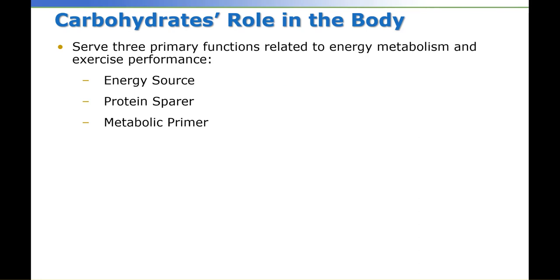So what's carbohydrates' role in the body? They serve three primary functions related to energy, metabolism, and exercise. Carbohydrates: an energy source, protein sparer, metabolic primer. Another thing that basically happens is that fats burn in the carbohydrate flame. So some of the intermediates that occur in the carbohydrate metabolism cause fat to be broken down more readily. Okay, and from a biochemistry standpoint, that's pretty much the in-depth nature of all that I need to go into for this class, but it's important to know.